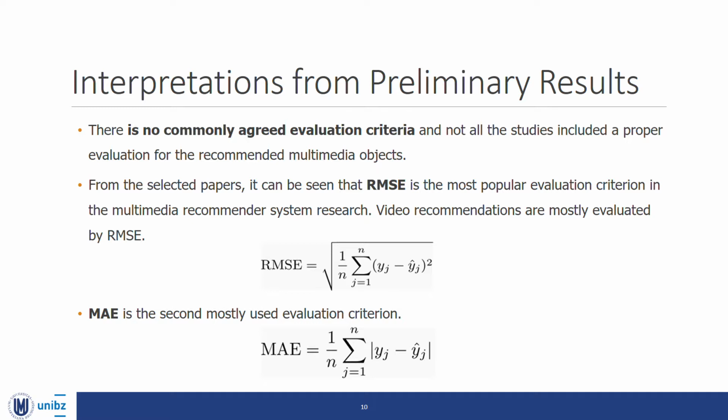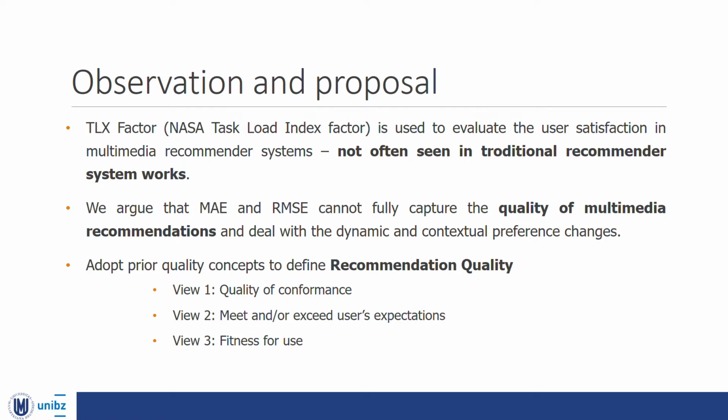For the selected papers, we found RMSE is the most popular evaluation criteria, and MAE the second most used evaluation criteria. Actually, RMSE and MAE are relatively the same, only RMSE punishes errors more. And we have some further observations on evaluating multimedia recommender systems. Some of the studies use the TLX factor, which is relatively like a survey to evaluate user satisfaction in multimedia recommender systems. This is usually not used in traditional recommender system research.